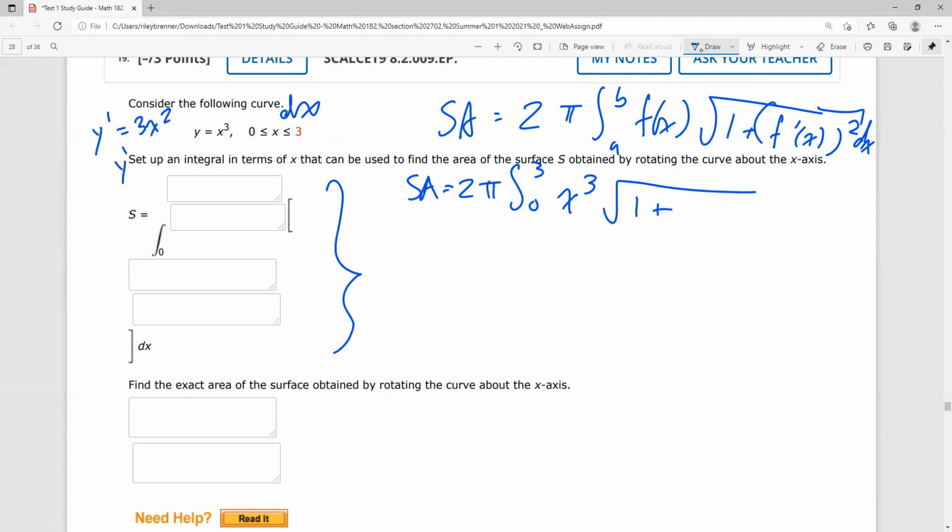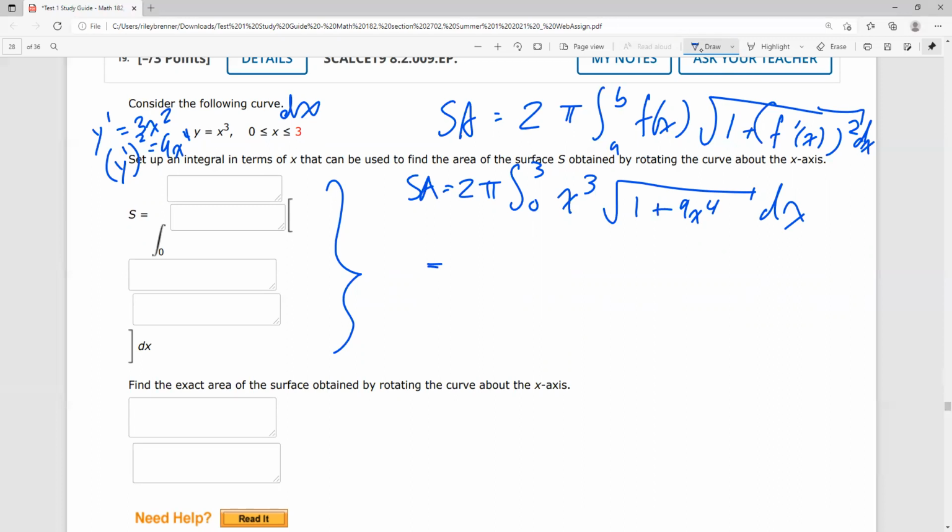So the derivative squared is 9x to the fourth. Okay, that comes out nicely. So it'll be 9x to the fourth over here inside. And it looks like that's what you plug in there. And now you actually calculate it. So if we actually calculate this, okay, this is going back to what we did in the beginning.